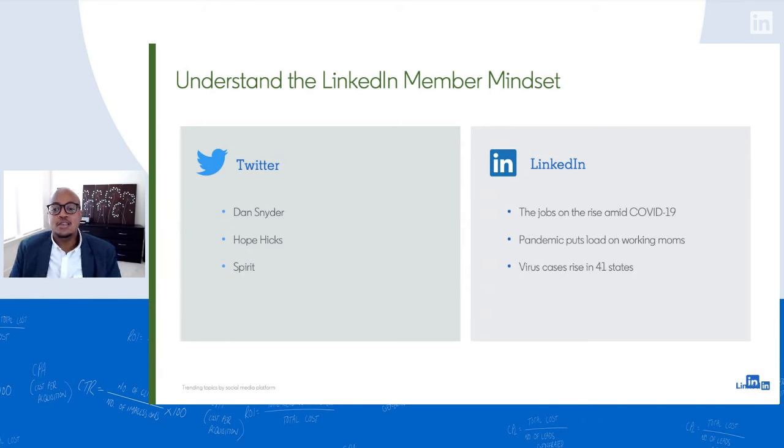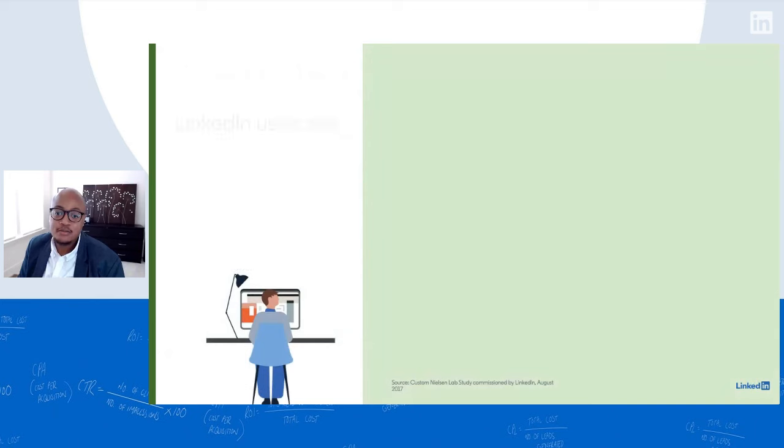Whereas if you look at LinkedIn, you can see a totally different mindset in what shows up in the upper right corner in the curated trending section on LinkedIn's platform: jobs on the rise amidst the coronavirus crisis, the load being put on working moms because of this pandemic, and the general rise of cases that we're seeing across the country. Again, you could be reaching the same exact person with your content on these platforms, but they're expecting something different when they get to LinkedIn.